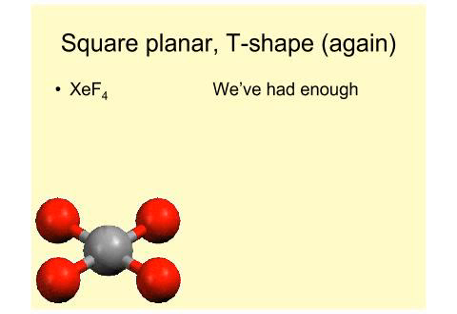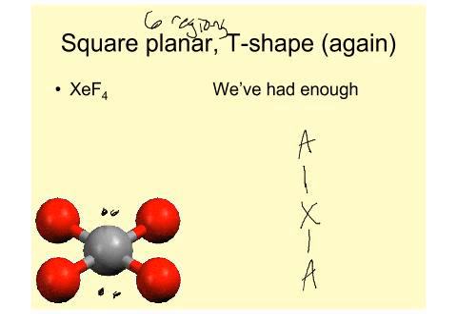Square planar and T-shape, again, these have 6 regions of negativity. Pair here, pair here. The T-shape would be, I'm just going to use X's and A's. These are not real elements, but you can see what happens. This right here would be an A. And then I would have, actually, it would be better to draw it like this. Lone pair, lone pair, lone pair.